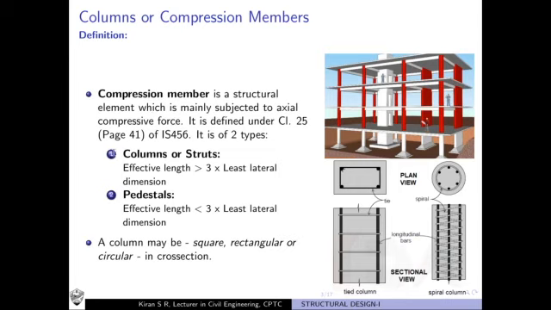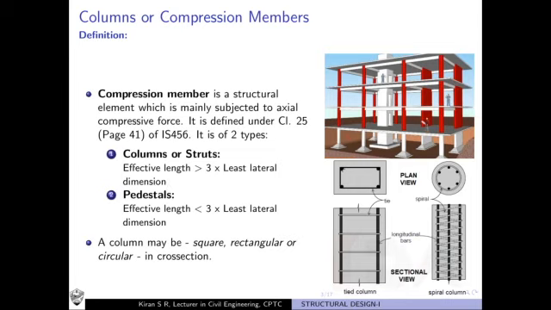Compression members are broadly of two types: columns or struts and pedestals. And how do we make this distinction? For which you must know the effective length of the column, or for the time being you can take the effective length as the height of the column. So the height of the column, for the time being, you can choose as the effective length of column, which must be greater than 3 times the least lateral dimension of the column.